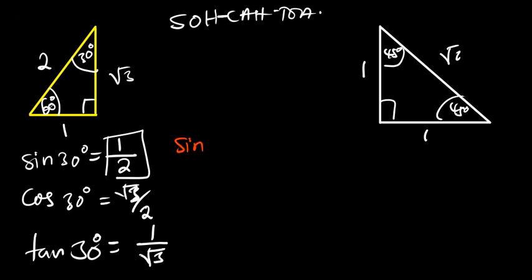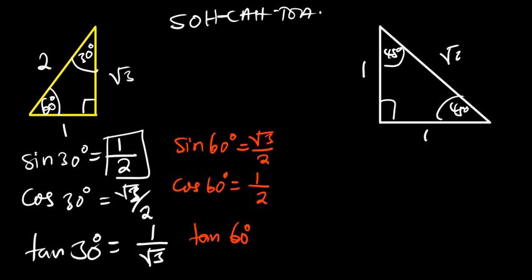Then I'll go now to 60, the same things. Sine 60 degrees will be equal to the opposite of 60, which is root 3, over the hypotenuse, 2. Then cos 60 degrees: cos is adjacent, adjacent is 1, then hypotenuse is 2. Then we have tan 60 degrees. Tan is opposite, root 3, divided by the adjacent, which is 1. So I'll just leave it like that.